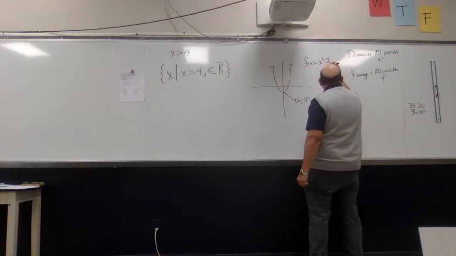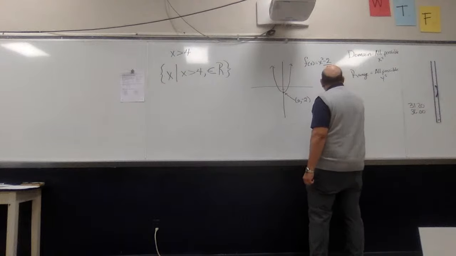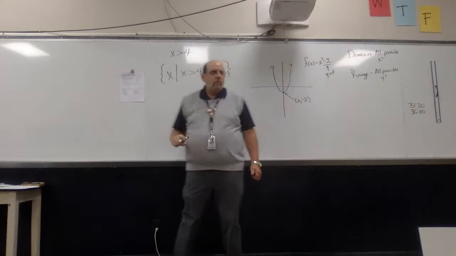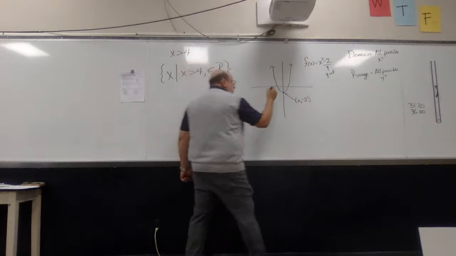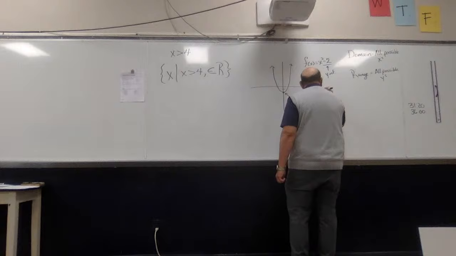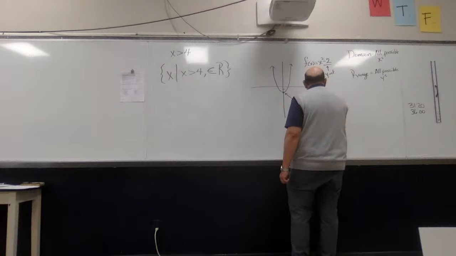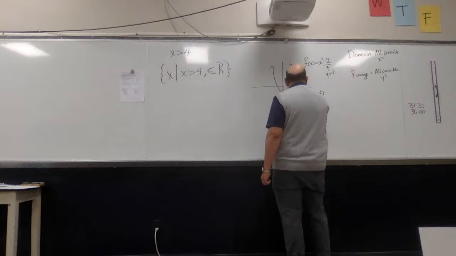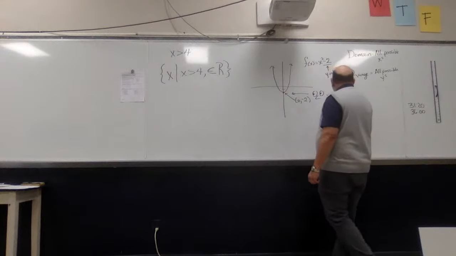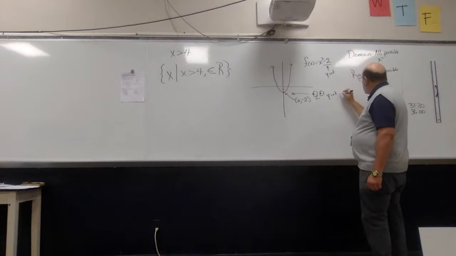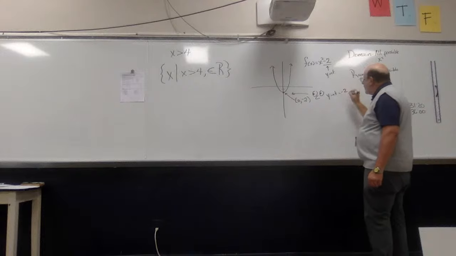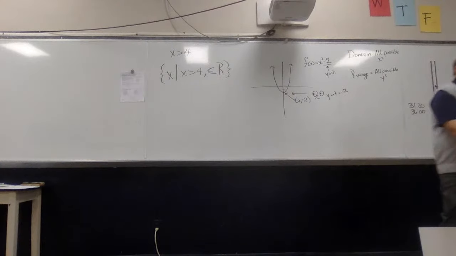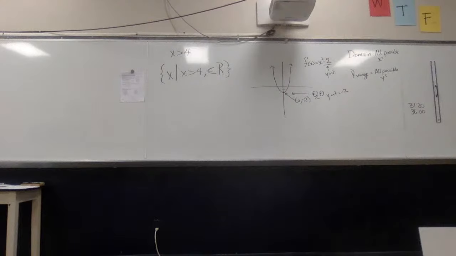So we know that the y-intercept is our negative 2. We can also see it on the graph, the y-intercept is negative 2, right? So that's one of the easy things you can see.